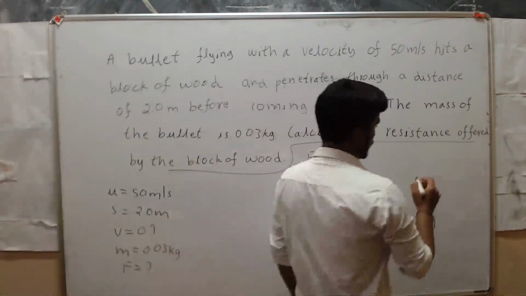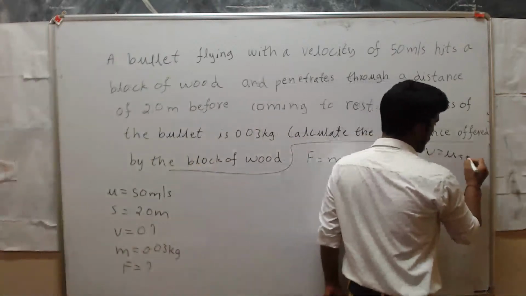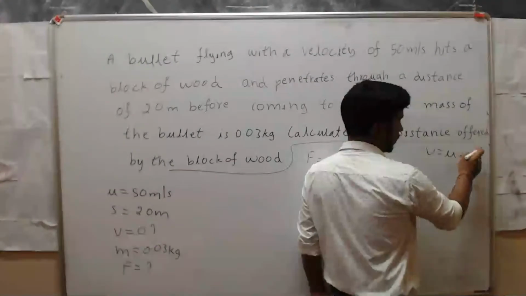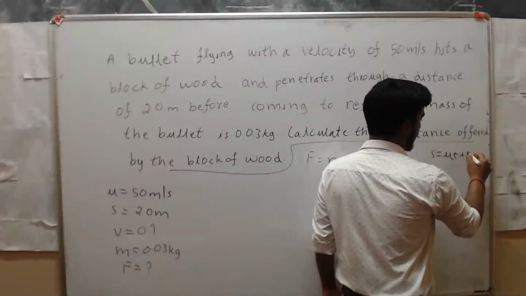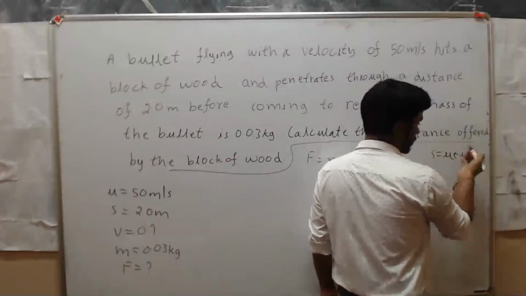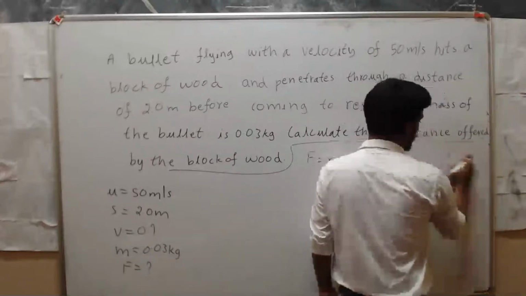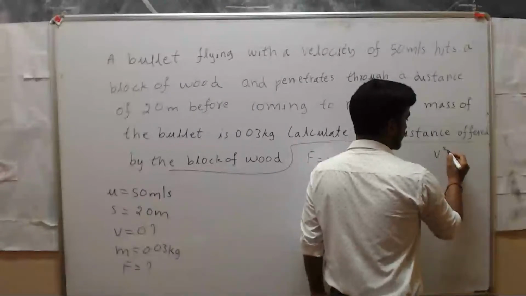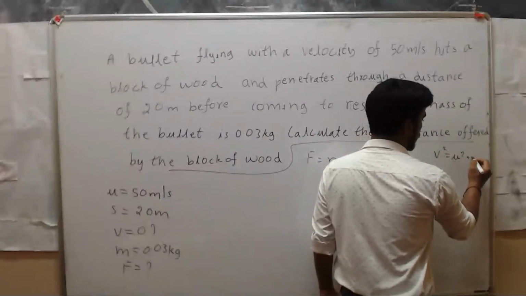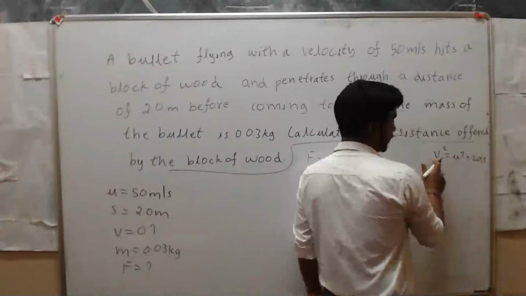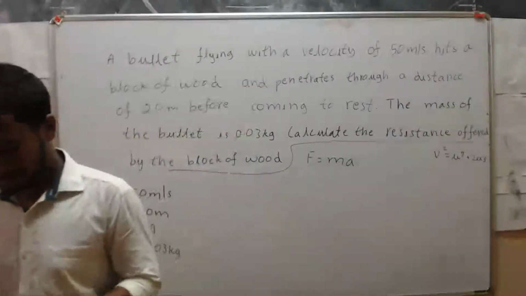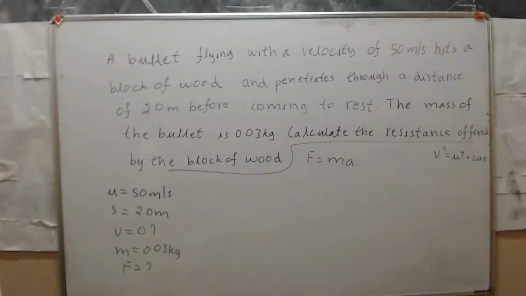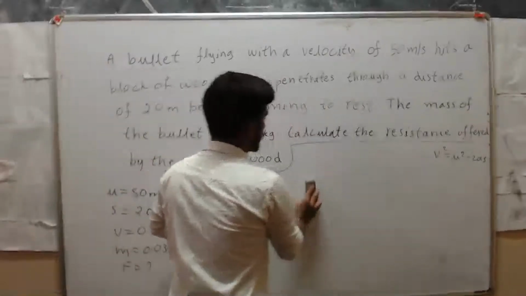We know the formula v is equal to u plus at, but here we can't use it because we don't know the time. Next, s is equal to ut plus half at squared. Here also we don't know the time, so we can't use this one. We have one more formula, v squared is equal to u squared plus 2as. Here we know the v value, u value, and s value, right? So using that formula, find the acceleration.